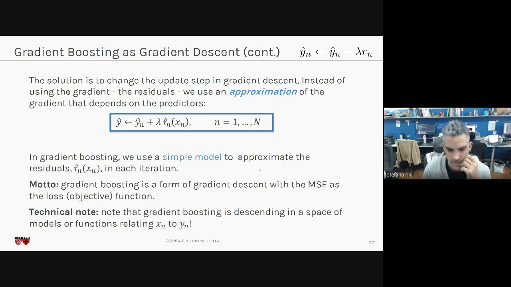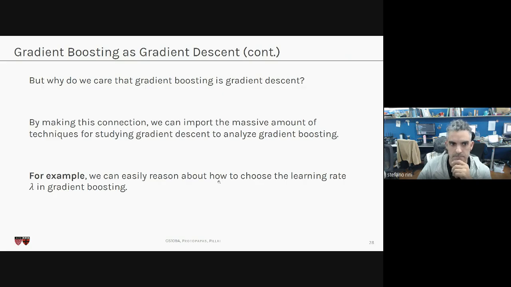So gradient boosting, if you see it from an SGD perspective, is a form of gradient descent with the MSE as a loss function, but what you're doing is predicting the residual with a tree. In effect, gradient boosting is descending in the space of models, or of functions that relate xn to yn. Okay, very good.